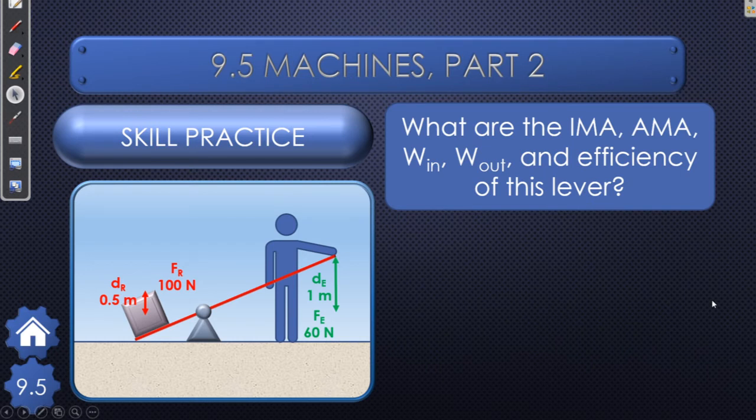So we're going to test our knowledge of all these equations that we have learned in a new situation. Let's read it together. What are the ideal mechanical advantage, actual mechanical advantage, work input, work output, and efficiency of this lever? So here we have a guy pushing a lever. He is going to push the lever a distance of 1 meter, exerting a force of 60 newtons. And on the other end of the lever will rise only half a meter and will lift a weight of 100 newtons.